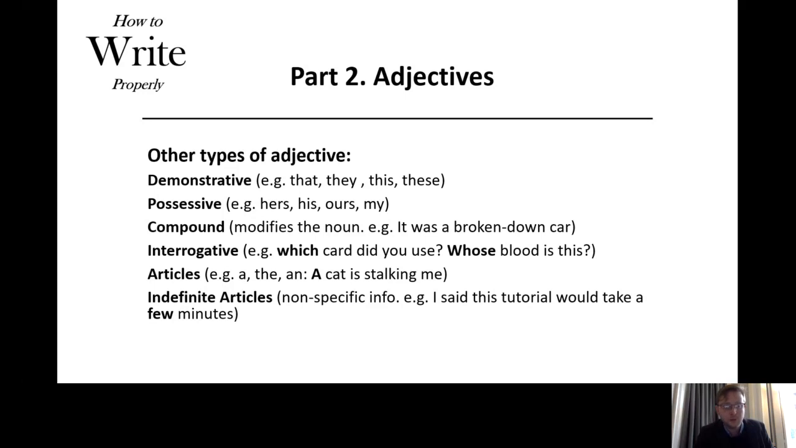Articles is perhaps something I'll get into in a future video, but these are words like a, the, an. These can affect our understanding of the subject. So it's not just all cats that are stalking me, it's a specific cat that's stalking me. And then also you can get indefinite articles, which is where the information, the context being provided is a little bit more general than specific. So for example, if I said this tutorial would take a few minutes, that would be indefinite, rather than if I said this tutorial will take 5.5 minutes, which is specific. So, all different kinds of adjectives.